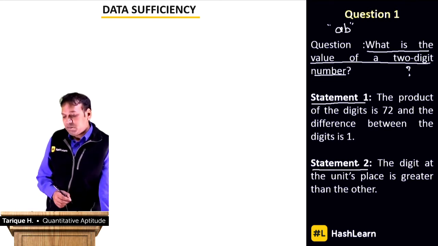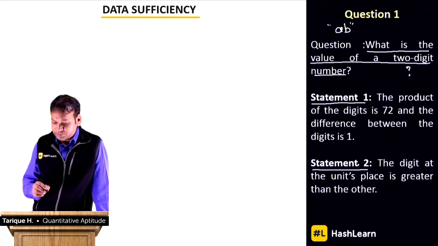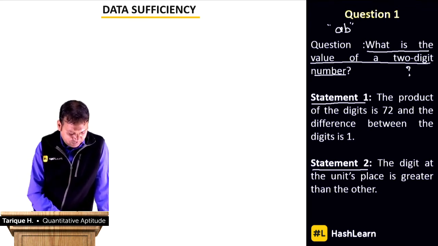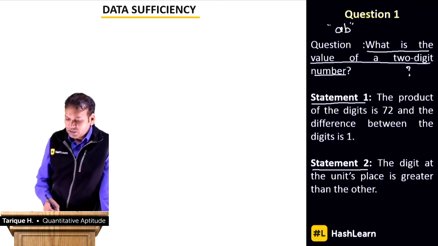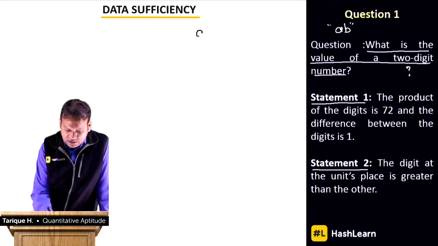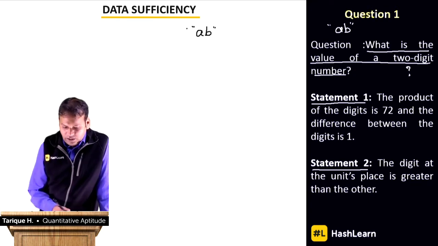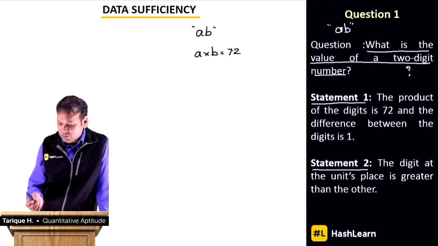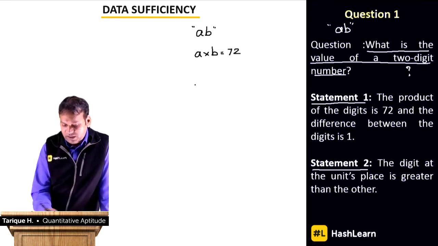Now statement 1 says the product of the digits is 72 and the difference between the digits is 1. So let's try and solve using this particular statement. The number is AB, the 2-digit number AB. The product of the digits is 72, so A times B is 72, and the difference between the digits is 1. Now we don't know whether it's A minus B or B minus A.